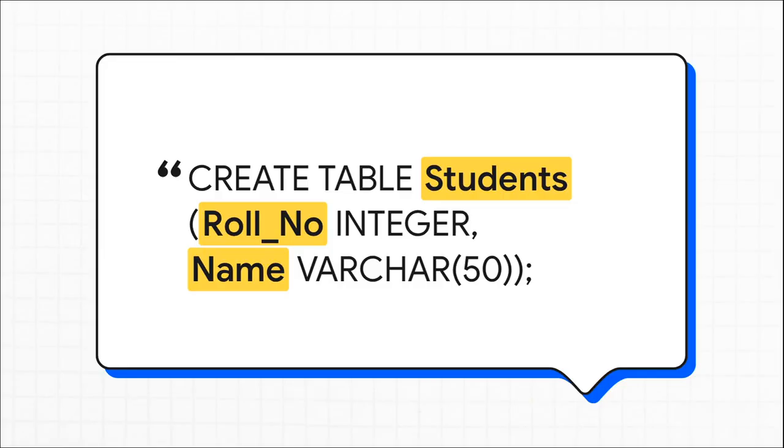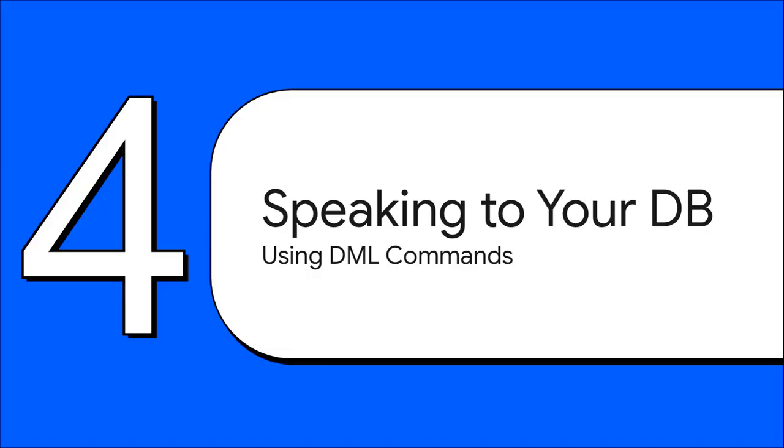And here's what that looks like in practice. Create table students, pretty straightforward. Then inside the brackets, we define our columns. Roll_no integer tells the system the roll number will be a whole number. Name varchar 50 means the name will be text with space for up to 50 characters. And we've also added city varchar 30 for the student city. Great! Our house is built. The students table is all ready and waiting. Now it's time to furnish it, to start adding, viewing, and managing the actual student data.